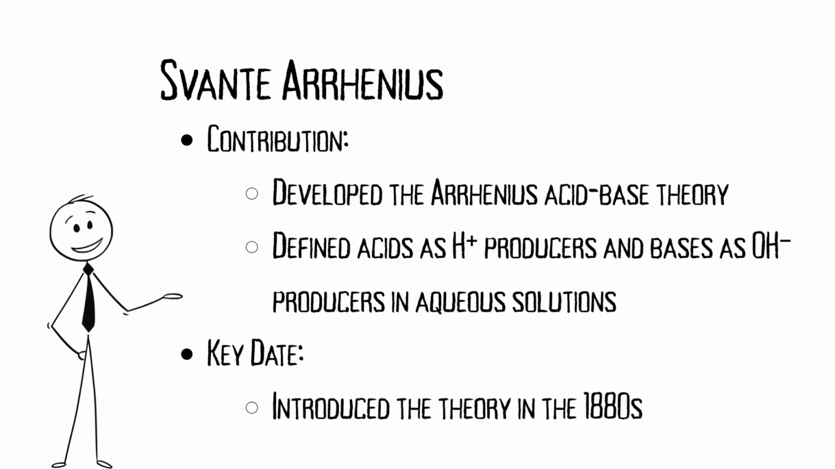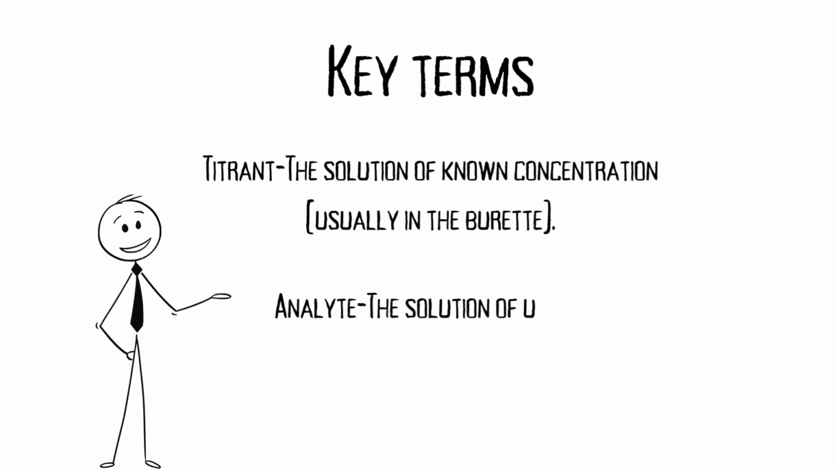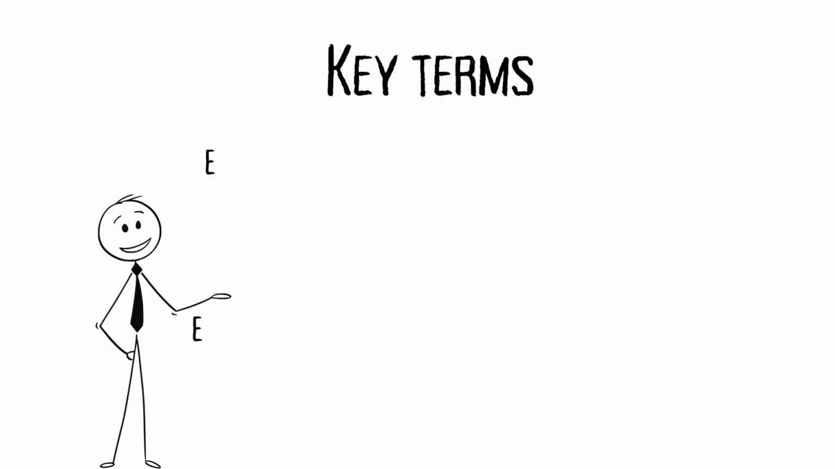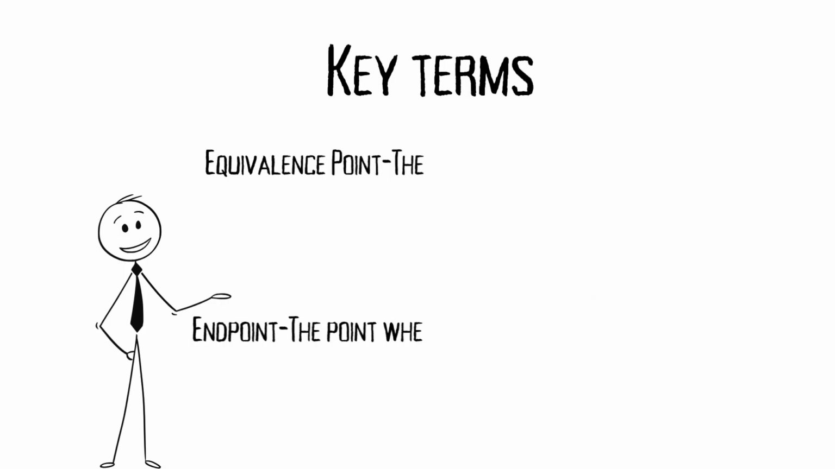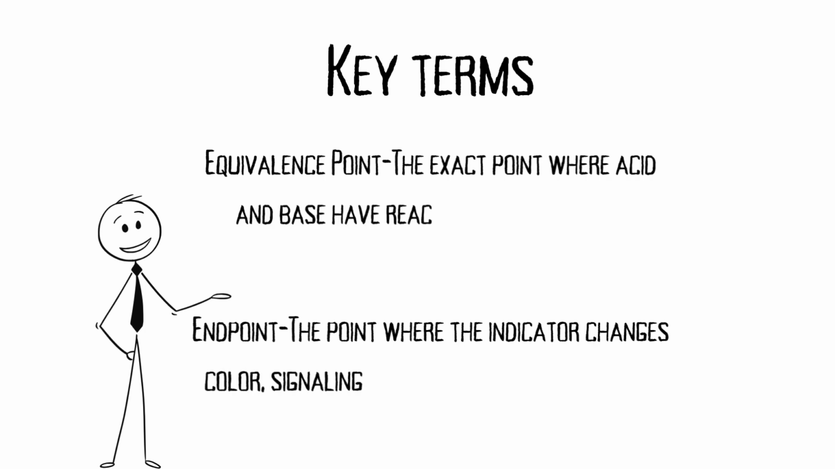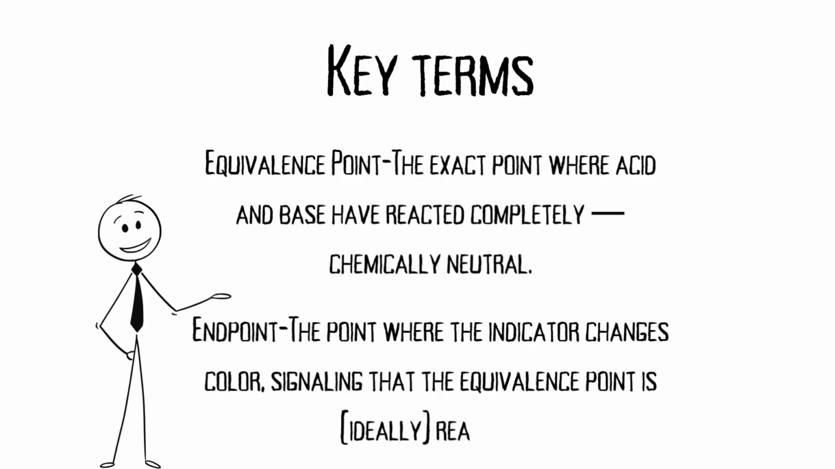Now, let's get our terminology straight. The titrant is the solution you drip from the burette. The analyte is the solution whose concentration you're trying to determine. It's the unknown concentration. It's sitting down there in the flask. And next, for key terms, this is where precision matters, the equivalence point. The equivalence point is the theoretical point where the acid and base have reacted completely and are chemically neutral. The endpoint is the visual point where the indicator changes color, signaling that the equivalence point is ideally reached.